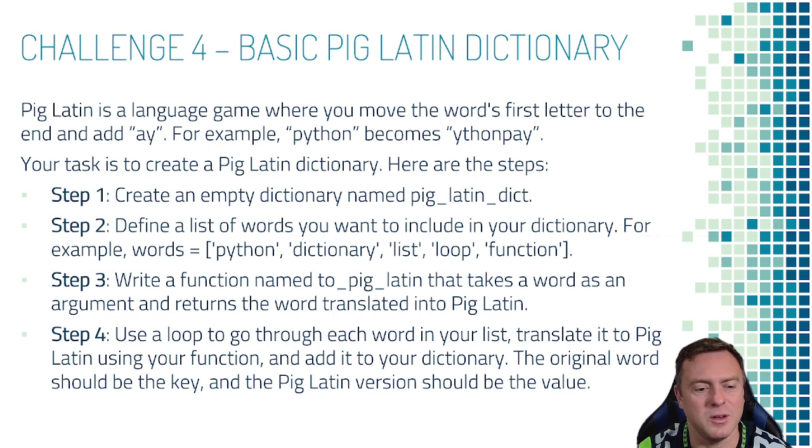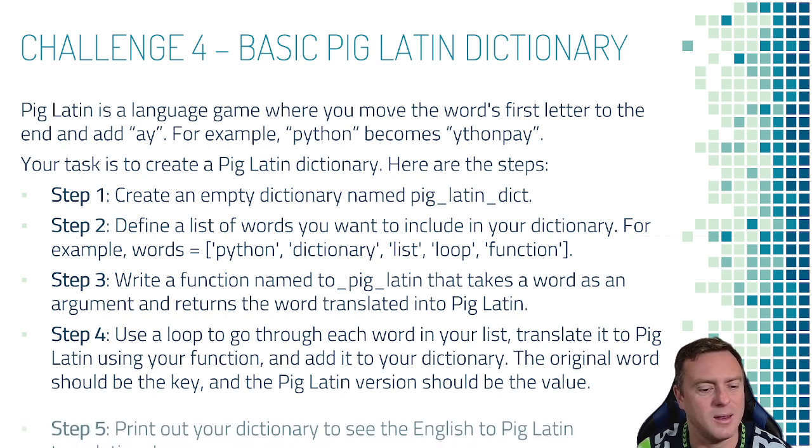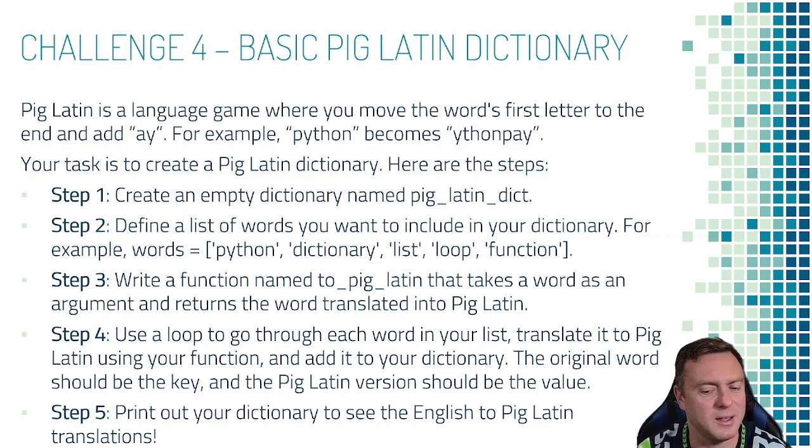Step 4, you then want to use a loop to go through each word inside of the list and translate it into Pig Latin using your function, then add it into your dictionary. So the original word should be the key, and then the Pig Latin should be stored as the value. Then at the end, you want to print out your dictionary to see the English to Pig Latin translations. So pause the video, see if you can build each one of those steps. I've tried to make it really clear step by step what needs to happen. So good luck. Let me know how you go.